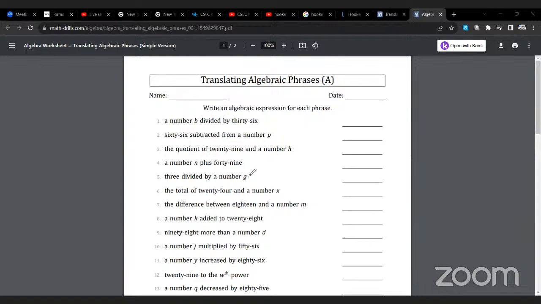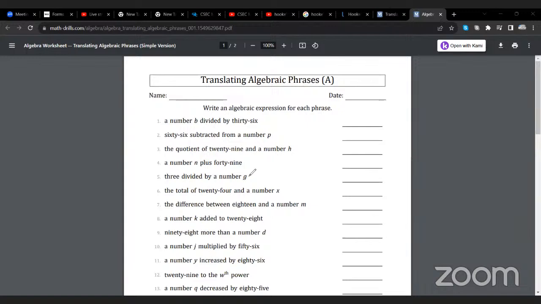All right. So Krishan writes D plus 98. Is he correct? 98 more than the number D. Is he correct? D plus 98. Everybody agrees with that? All right, well, he's correct. D plus 98. Very good, Krishan. So we're going to go to number 10.